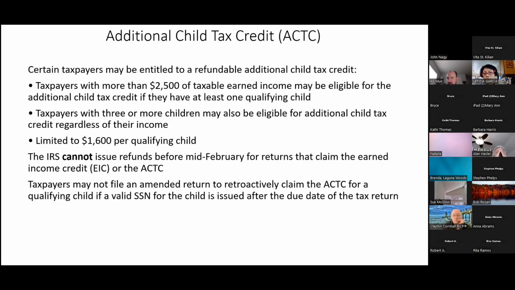Okay, the additional child tax credit, and it says on the screen here for very low income individuals, and if they have a child, they may get that. It's limited to $1,600 for each qualifying child. And we have this in VITA, we have moms and dads with 4, 5, or 6 kids, and they're very low income, and so they're going to be entitled to this additional child tax credit.